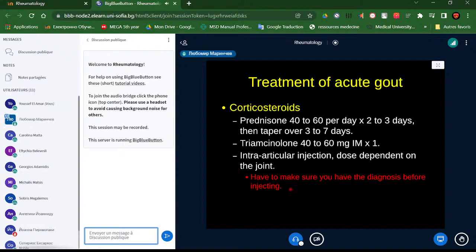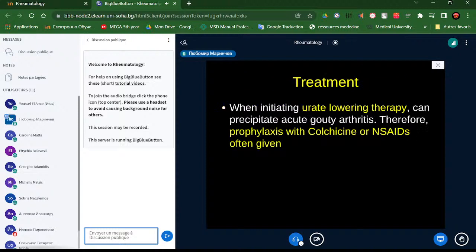You have to make sure you have the diagnosis absolutely sure before injecting the joint, because if the patient has bacterial arthritis and you inject corticosteroid, this will aggravate the clinical picture, and you have to change your therapy for the bacterial arthritis.